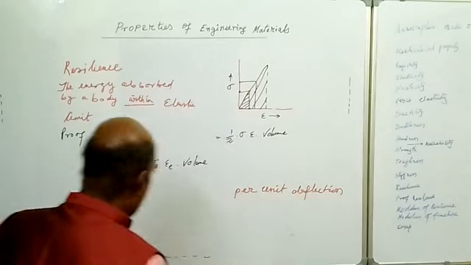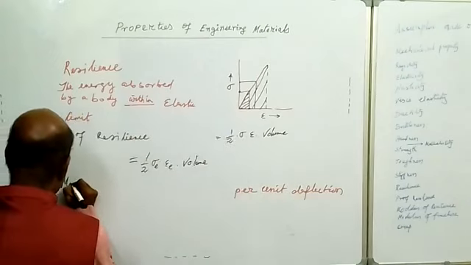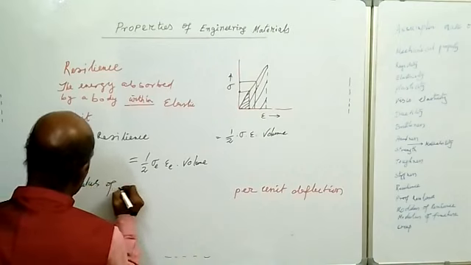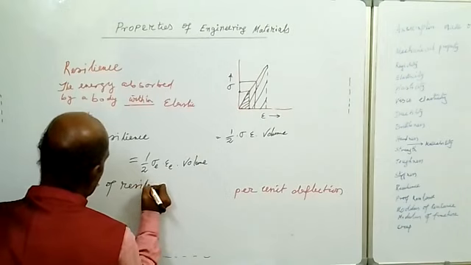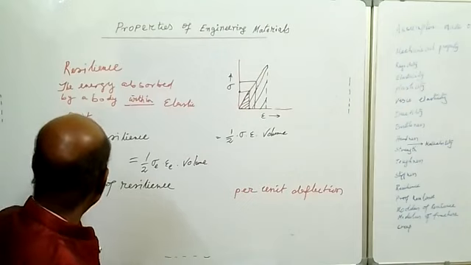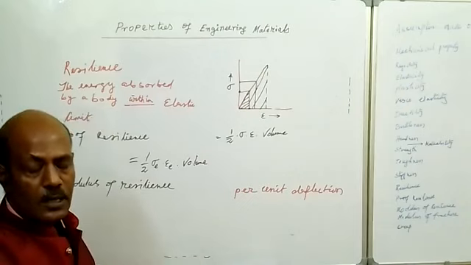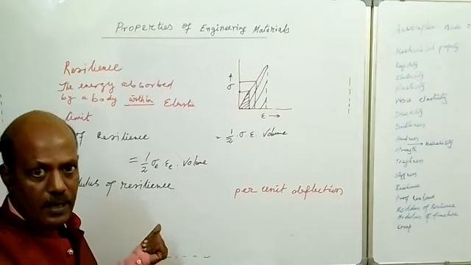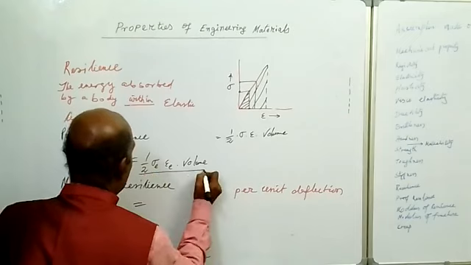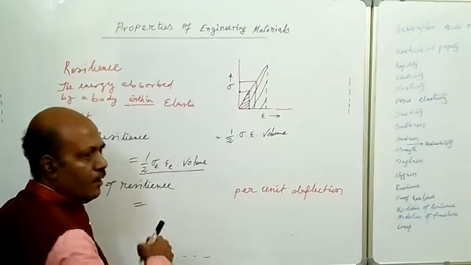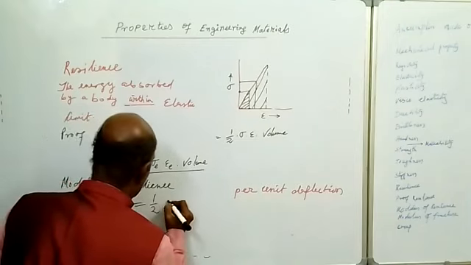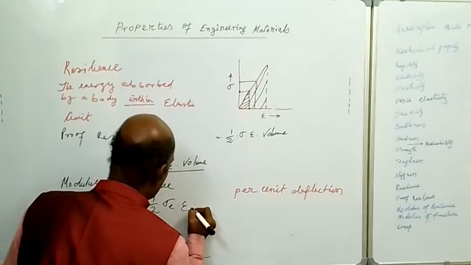And the next one is the modulus of resilience. The proof resilience per unit volume is called the modulus of resilience. So this is the proof resilience, and if we divide this by the volume of the body, it will give you the modulus of resilience, which is given by half into sigma E into epsilon E.